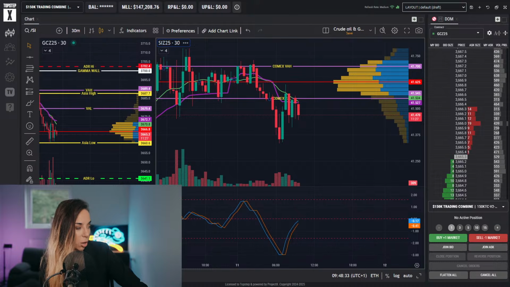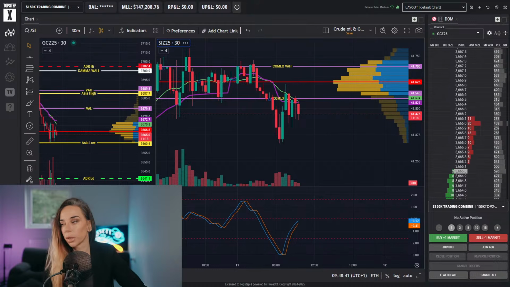41,250 is GEX4. Then we have the big GEX1 level. And again, depending on the environment that we're in, that could be supportive, but it also could smash through it.